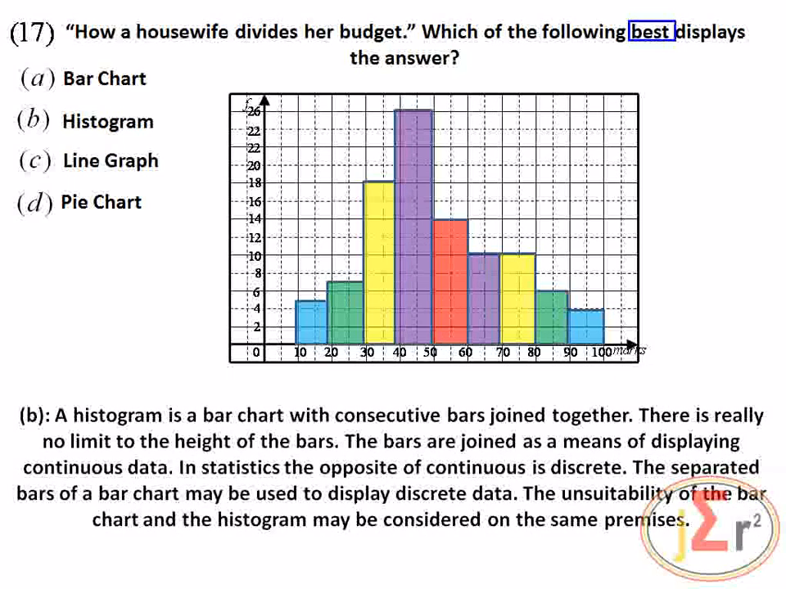A histogram is a bar chart with consecutive bars joined together. There is really no limit to the height of the bars. The bars are joined as a means of displaying continuous data. In statistics, the opposite of continuous is discrete. The separated bars of a bar chart may be used to display discrete data. The unsuitability of the bar chart and the histogram may be considered on the same premises. Therefore, we have concluded that the histogram may also not be the best for the housewife's budget.